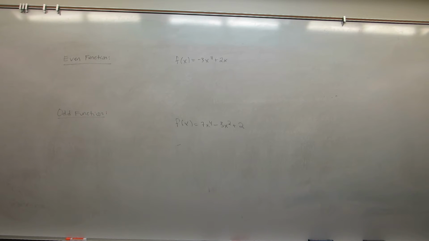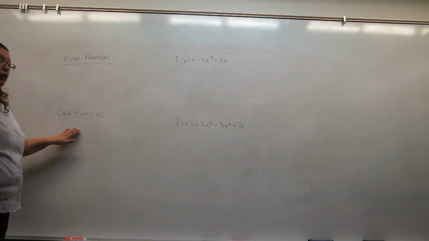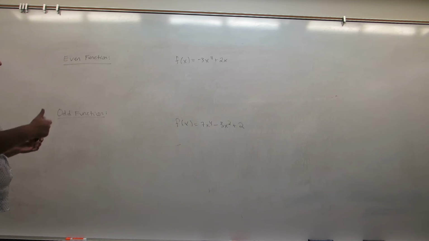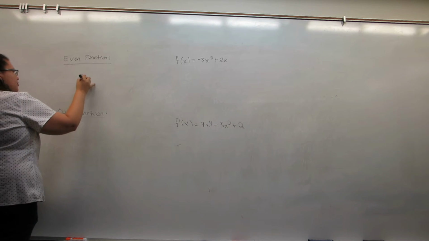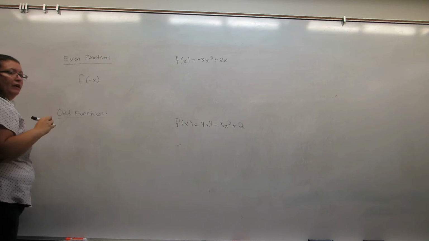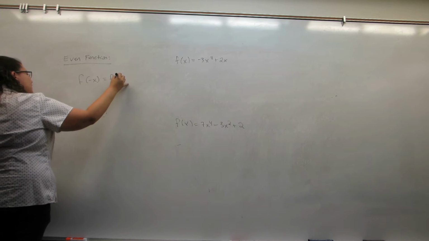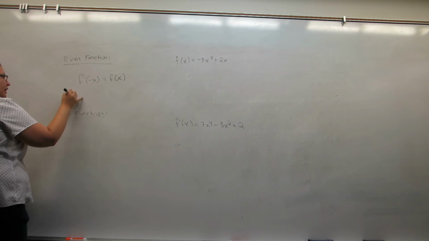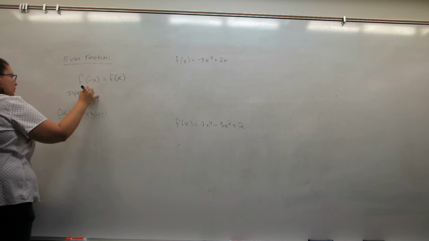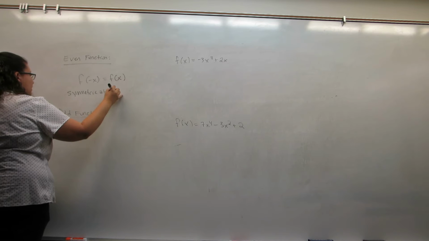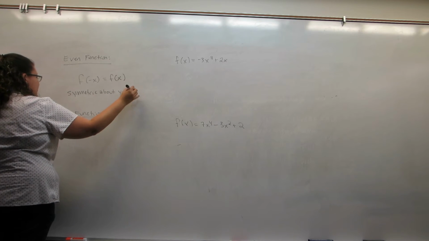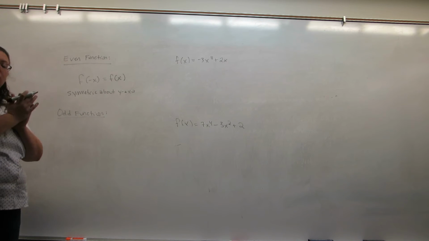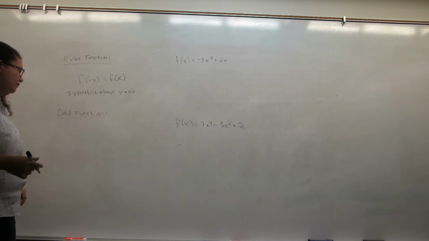In general, functions will have graphs with several different possible properties. We're interested at the moment in even and odd functions. An even function is a function where if you plug in negative x, it's like you plugged in positive x. There's no difference. This graph will be symmetric about the y-axis. Remember, symmetric means if you fold the paper along the y-axis, the two sides would match up.